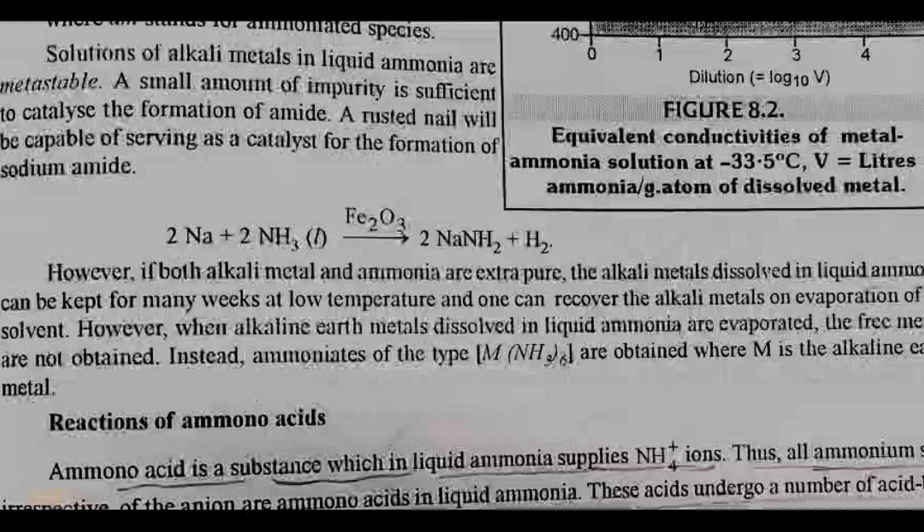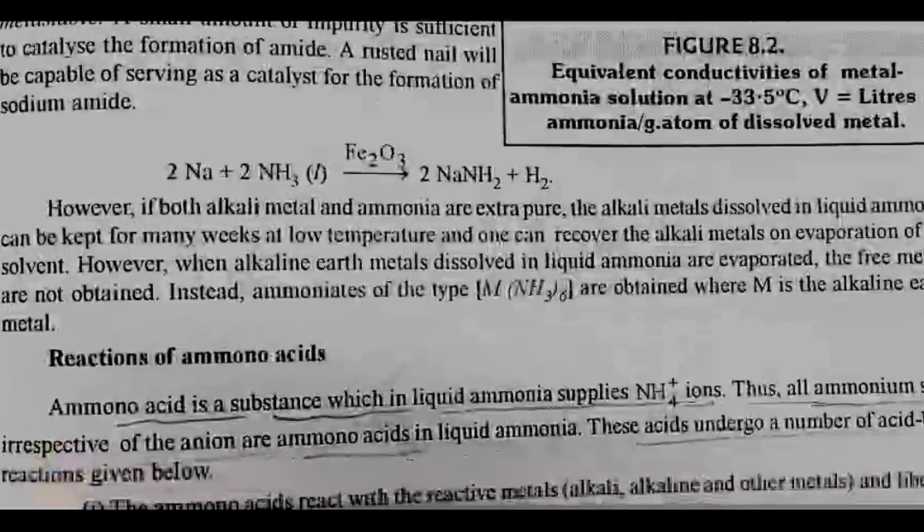However, if both alkali metals and ammonia are extra pure, the alkali metals dissolved in liquid ammonia can be kept for many weeks at low temperature, and one can recover the alkali metal on evaporation of the solvent. However, when alkaline earth metals dissolved in liquid ammonia are evaporated, the free metals are not obtained. Instead, ammoniates of the type M(NH3)6 are obtained, where M is the alkaline earth metal.